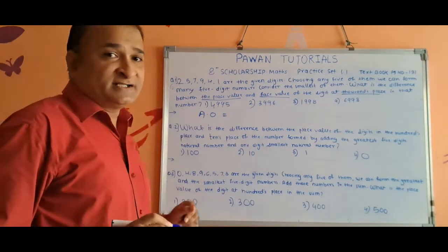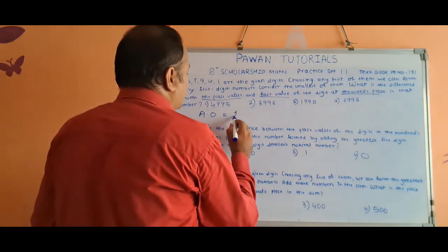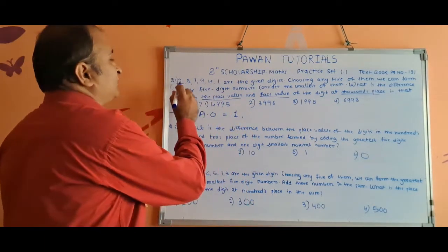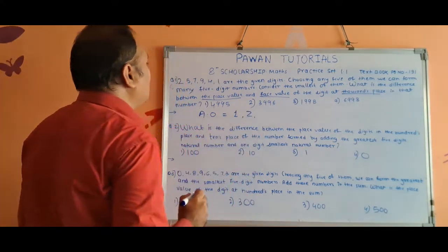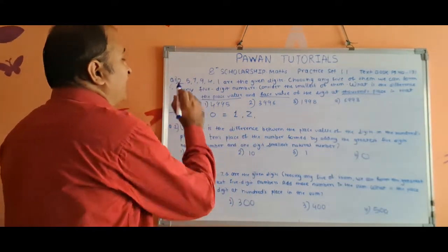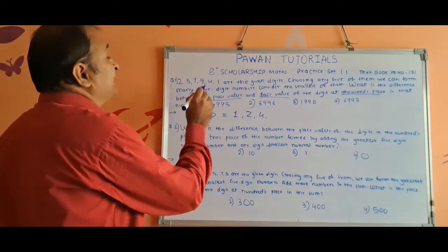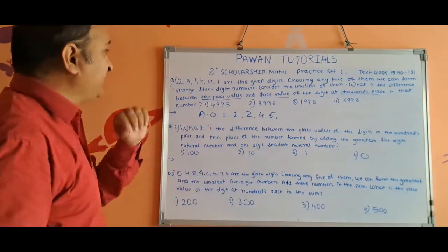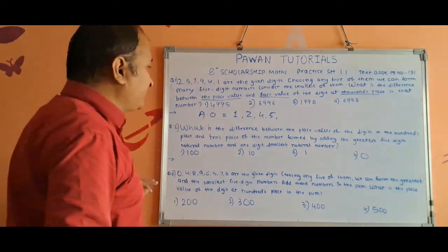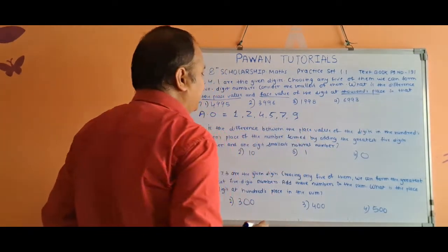Now in ascending order, the smallest number will come first. From the given digits, which is the smallest number? Yes, it is 1. So let me write 1. After 1, the next number is 2. So let us write 2. After that, we have 4. So let me write 4. And then 5. After that, the next number is 7. And finally, the greatest number will come, 9.